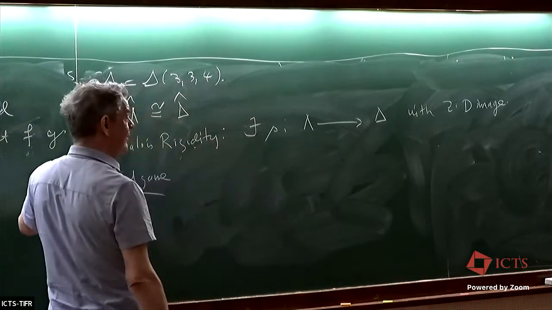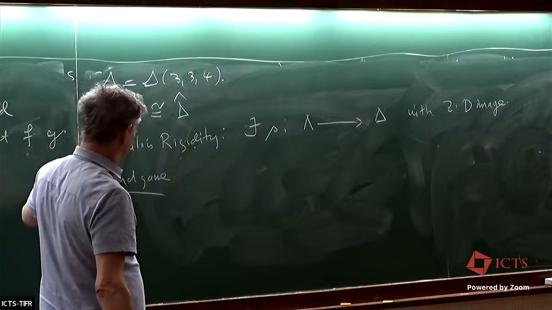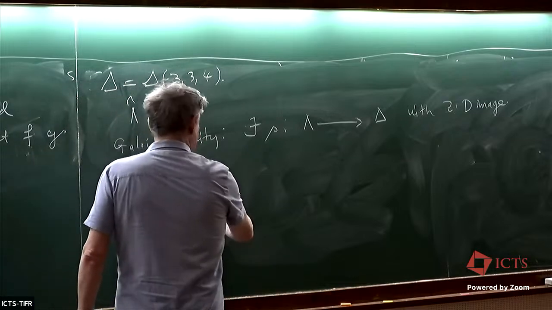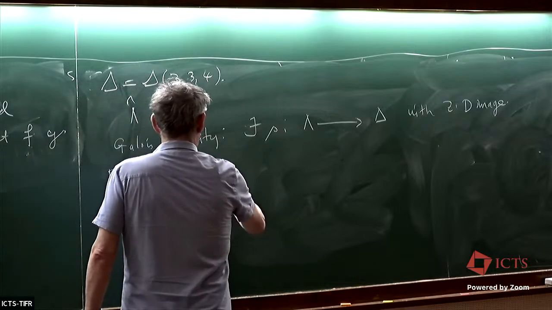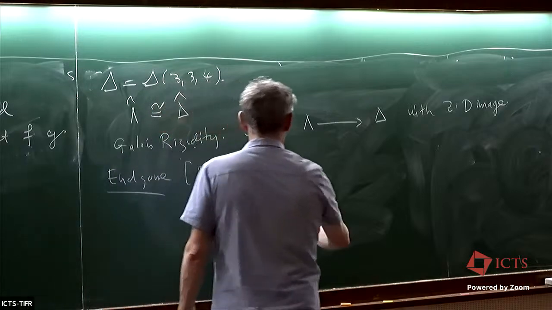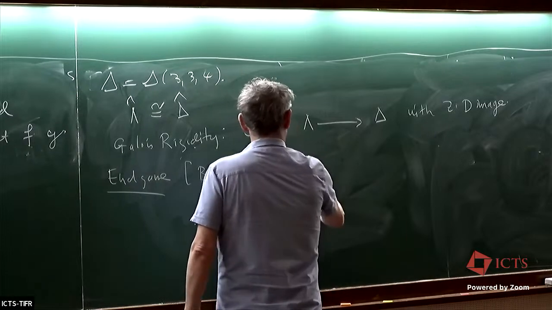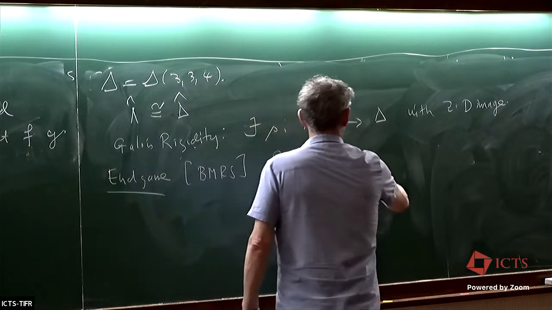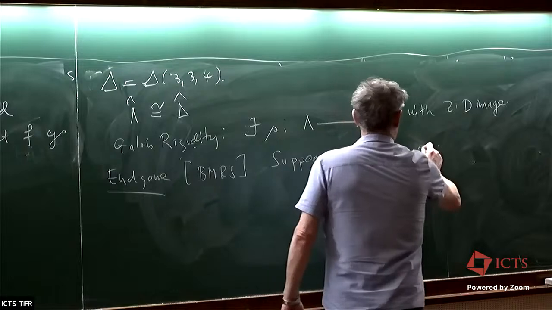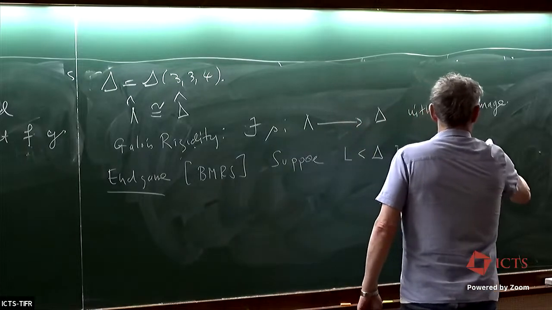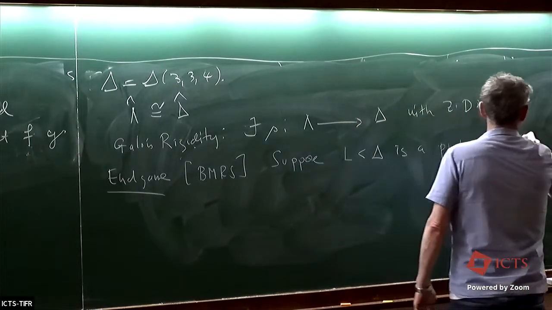But the good news here is that because this is a Fuchsian group, we can make progress. So here's another thing that comes out of this kind of Beauville-style strategy: let's call the image L. Suppose L inside delta is a proper Zariski-dense subgroup.